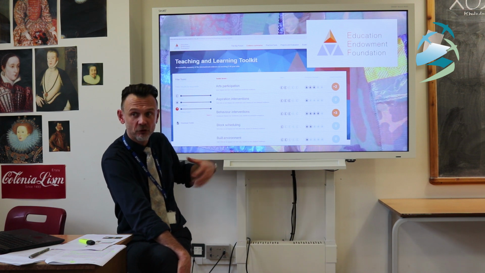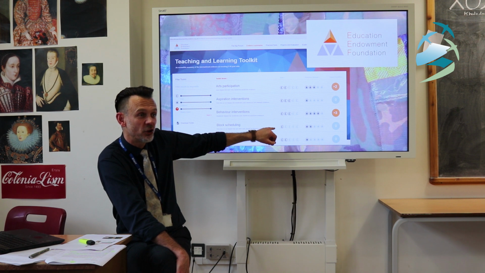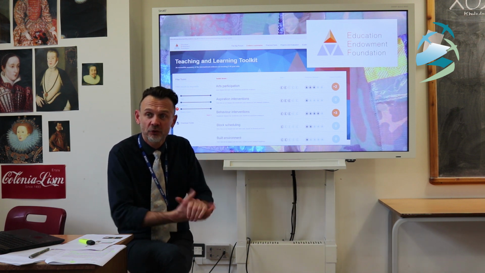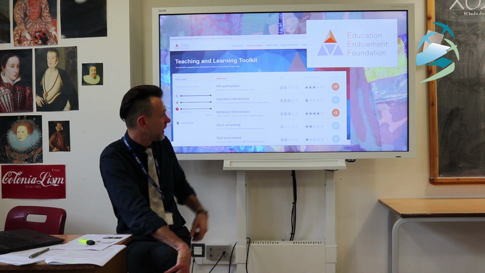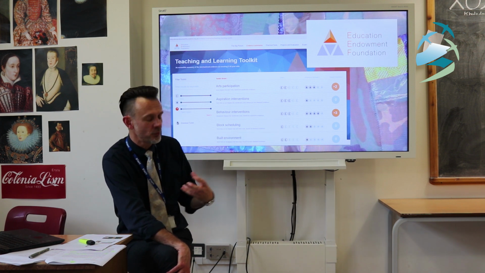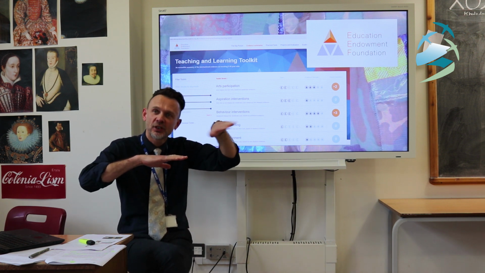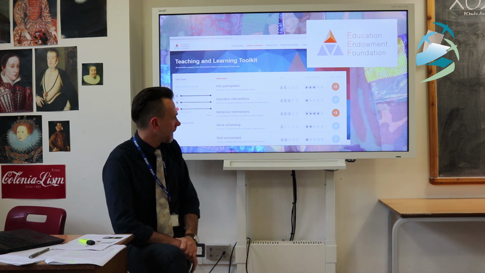Block scheduling, which I've just mentioned as a feature of the main lesson, is fairly cheap because you can just reorganise timetables and it doesn't have a massive cost impact. But it's not massively effective. It doesn't have any proven impact that it's more effective than a more sequential curriculum approach.